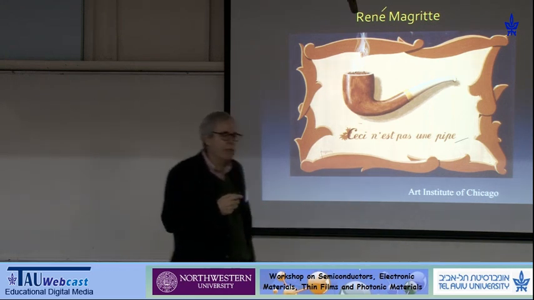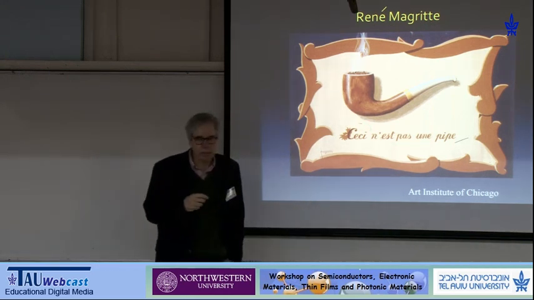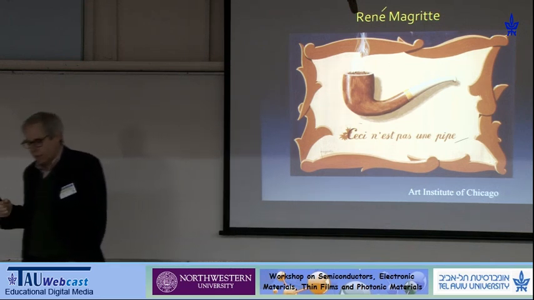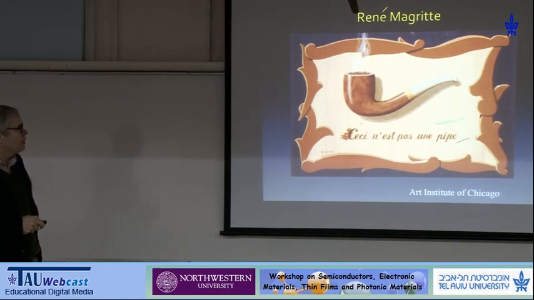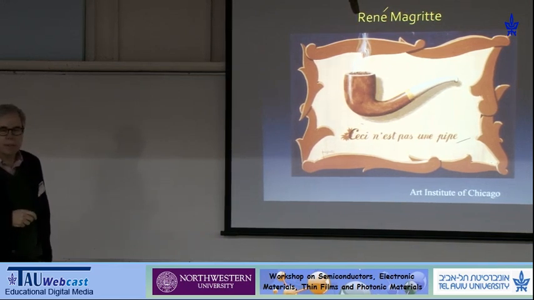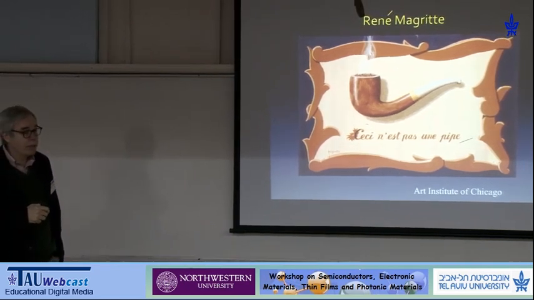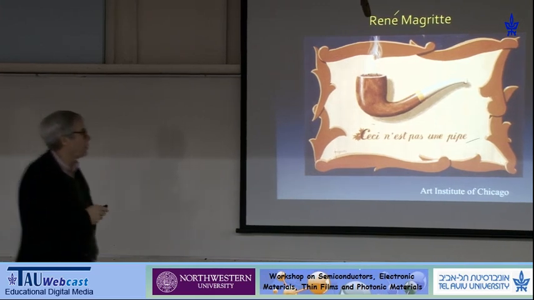And so the question here is, what does this have to do with phase field models? The problem with phase field models is that you can get things that look just like a pipe, but in reality, they're nothing like a pipe. And I want to show you what I mean by that.